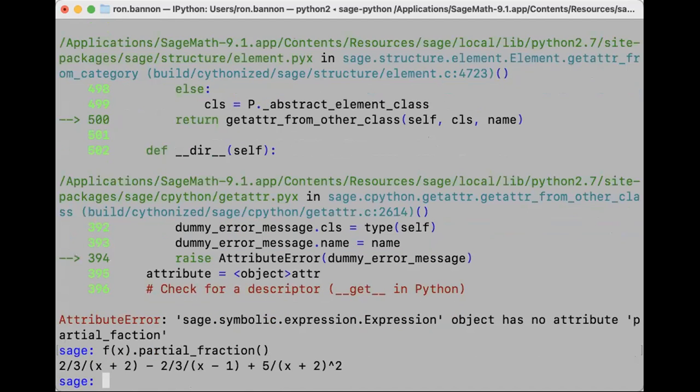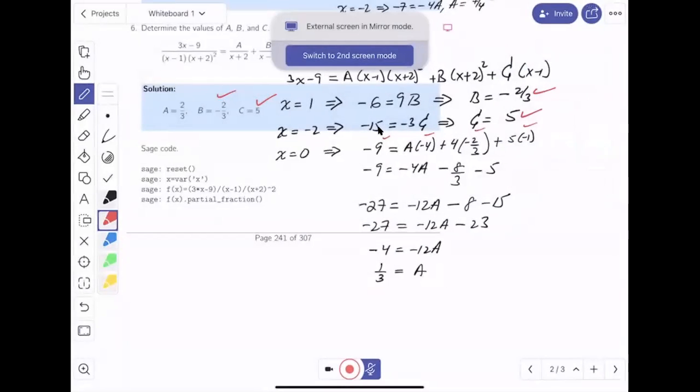Oh, yeah, I made a mistake. I've got to do this. You know what I'm going to do? I'm just going to do the problem all over again from the get-go. Someone says, how do you know you made a mistake? I'm looking at the answer in Sage, and Sage doesn't have 1/3 for A. It has 2/3. Let's go back to the drawing board. So I'm going to go back to my whiteboard. Just give me a second to get that. And let's go back to the drawing board.